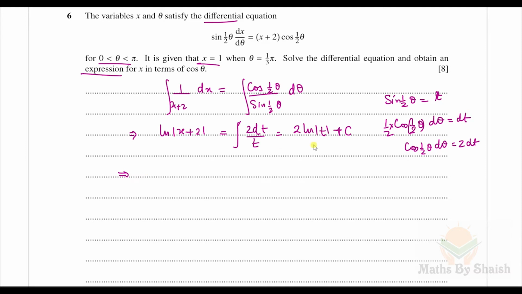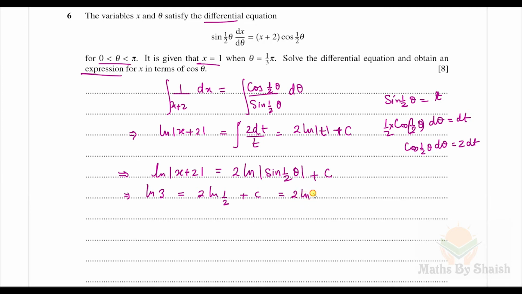And now we can rewrite the t value in terms of theta. So ln modulus x plus 2 is equal to 2 times ln sin of half theta plus a constant. Now it is given that when theta was pi by 3, x is 1, so it would be ln of 1 plus 2, that is 3, is equal to 2 times ln sin of half of pi by 3, so 1 by 2 into pi by 3 is pi by 6, and sin pi by 6 is 1 by 2, plus c.